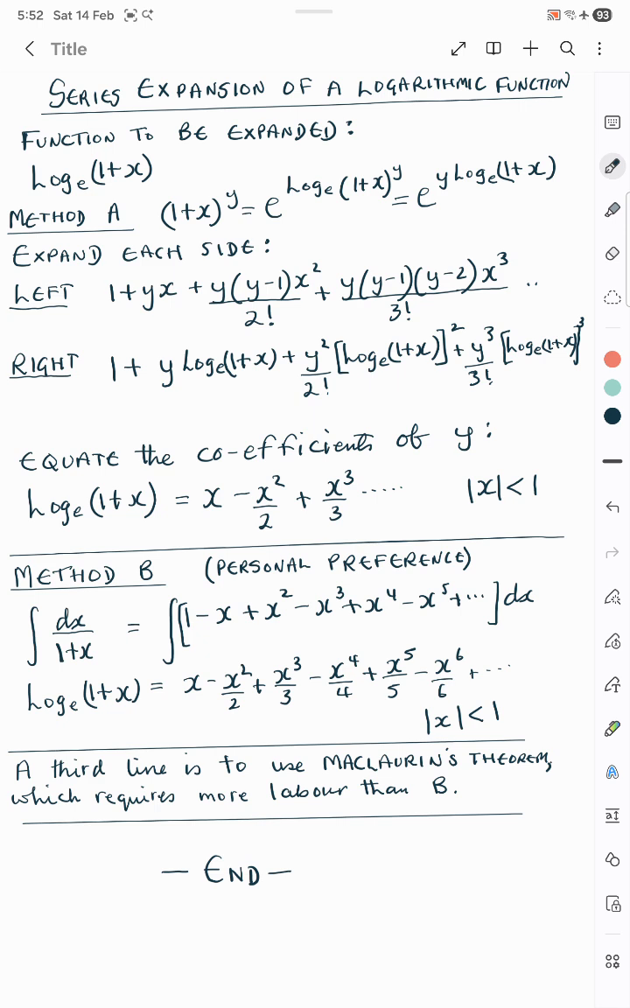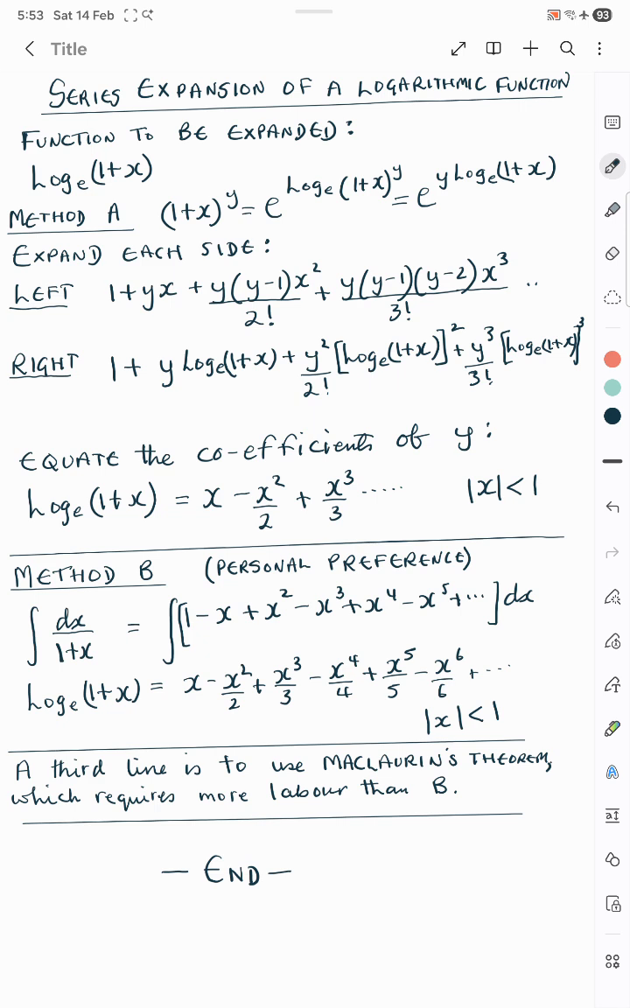And on the right-hand side, well, we just use the exponential series. So that will be 1 plus y log to base e of (1 plus x) plus y squared over factorial 2 times (log to base e of (1 plus x)) whole squared, etc., etc. And what I'm going to do now is equate the coefficients of y. So the coefficient of y in the second expansion is simply log to base e of (1 plus x), which is the one we're after. And on the binomial expansion, we can easily see by inspection that it is x minus x squared over 2 plus x cubed over 3, and so on and so on.